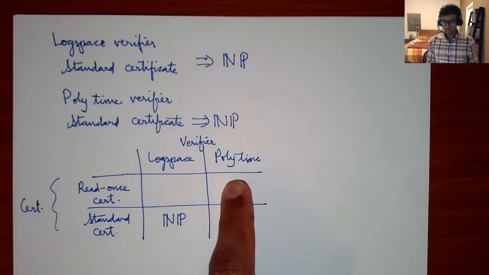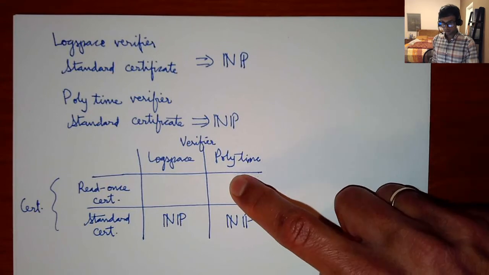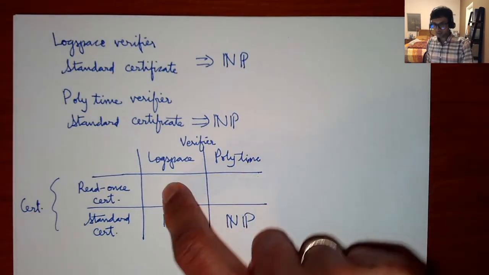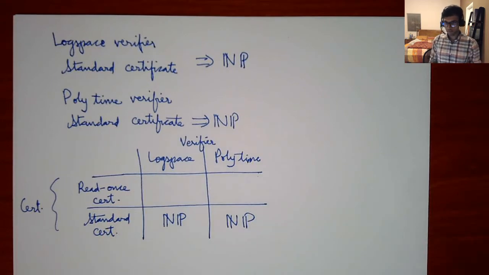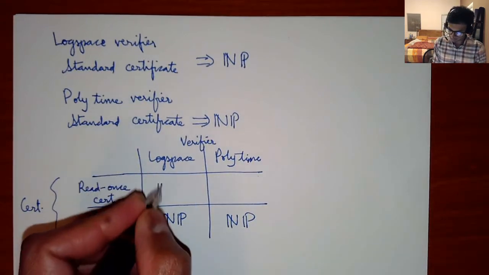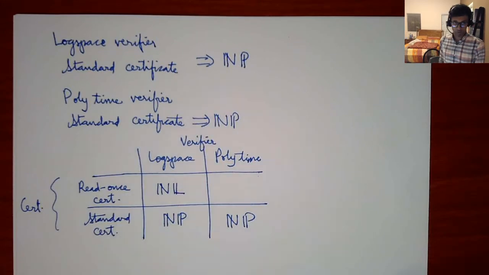That is NL. No, so I said this is NL. A log space verifier with a read once certificate. This is NL. I have to prove this. This I need to show you, but I will show you.